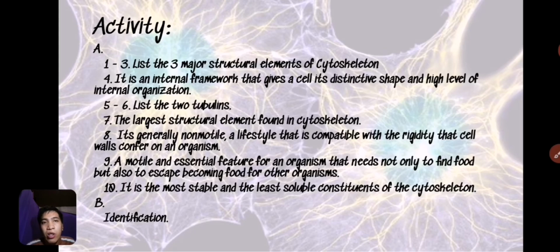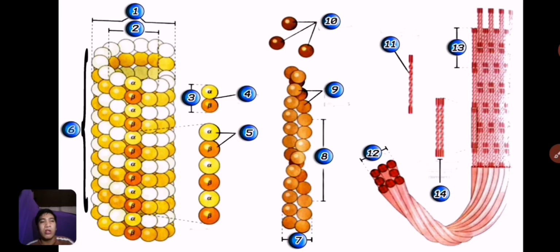So we have A and B. So the first one is the enumeration, 1 to 10. The letter B, identification. This one, you only have a given time to answer all of the activity, no?